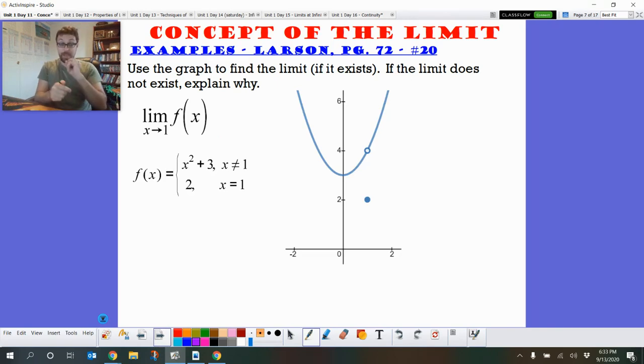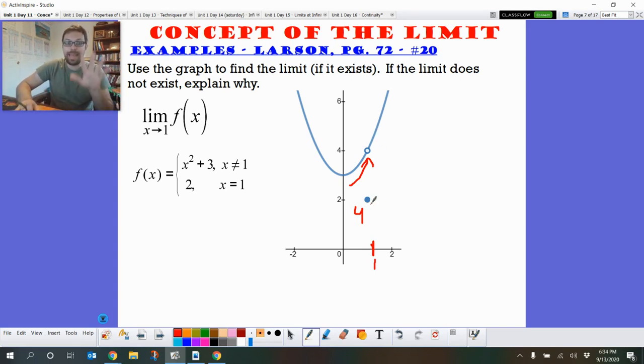Now some weird stuff happens. Check this out. If we do this one, once again, we've got to check the left and we've got to check the right, and we've got to see if they meet in the same spot. As I'm moving along here in this direction, the graph, as it's going towards this 1, here's our 1, it's heading towards 4. But it doesn't actually reach 4. When it gets to 1, it suddenly jumps down there.